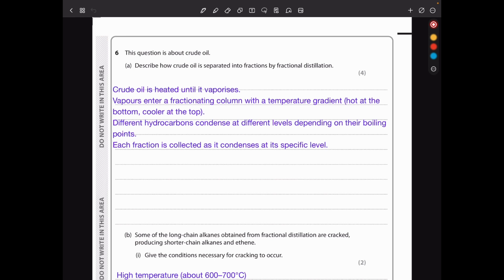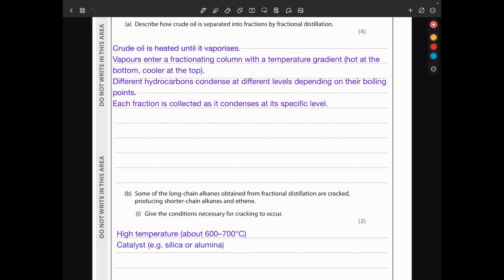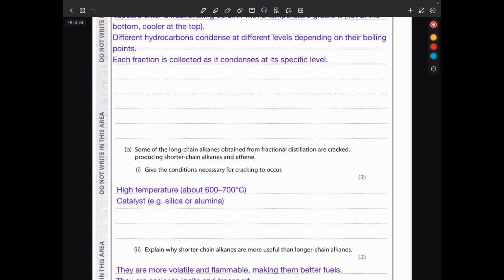In question 6, this question is about crude oil. Describe how crude oil is separated into fractions by fractional distillation. Here, simple, we're just going to heat the crude oil, and then the vapors are going to rise through the column. The vapors will enter the fractionating column with a temperature gradient, meaning the hot ones are going to be at the bottom and the cool ones are going to be at the top. The different hydrocarbons are going to be condensed at different levels depending on their boiling point, and each fraction is going to be cooled as it condenses at a specific level.